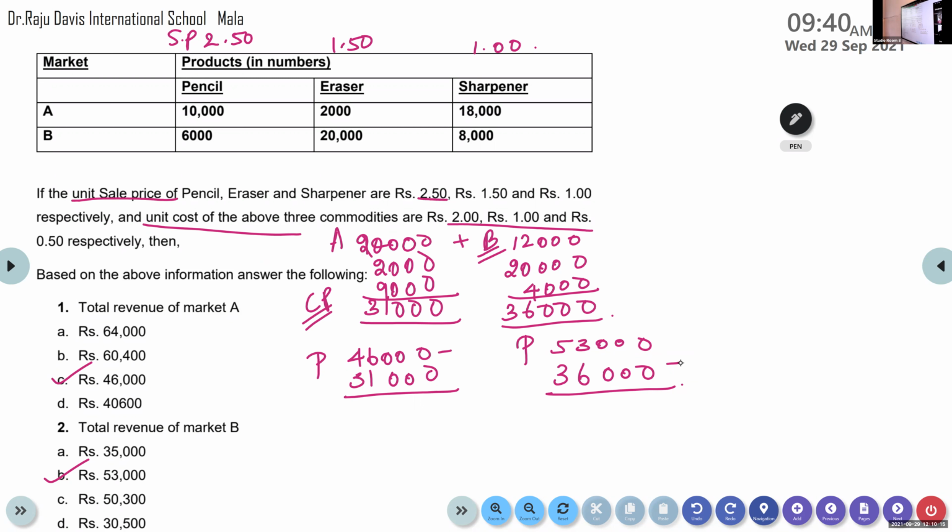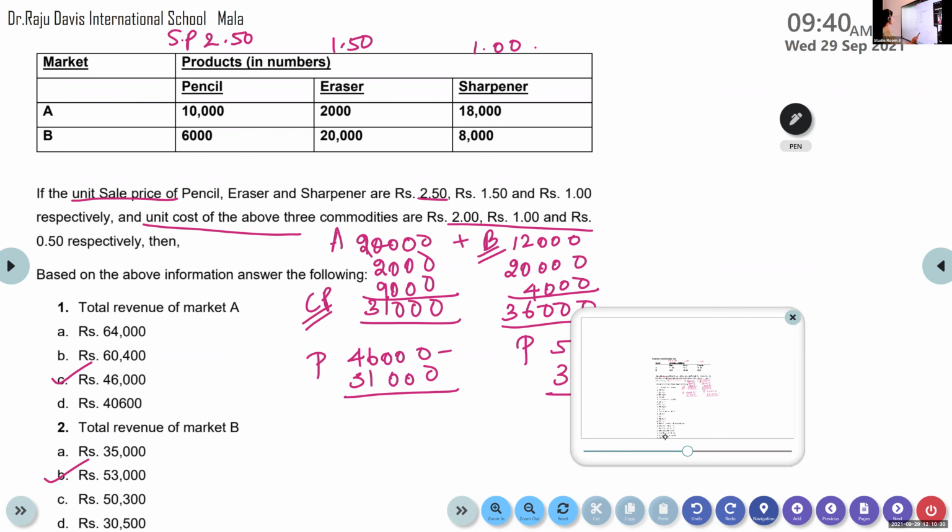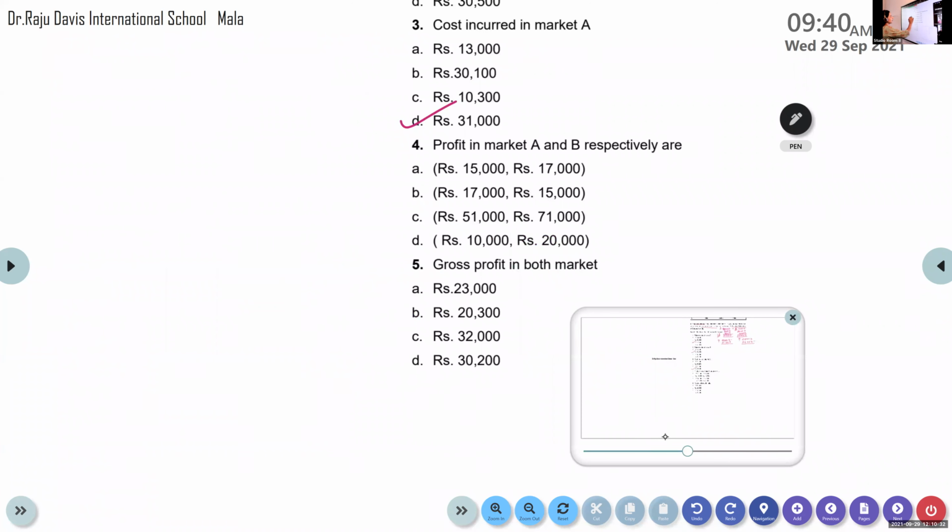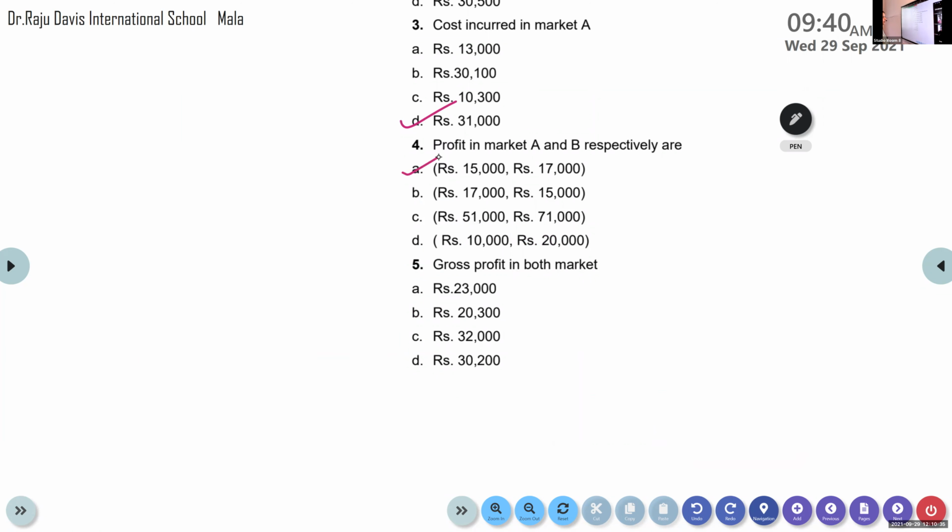What is the answer, Femina? What is the answer for the fourth one? 15,000 and 17,000. Is it correct? Aparna? Yes, ma'am.